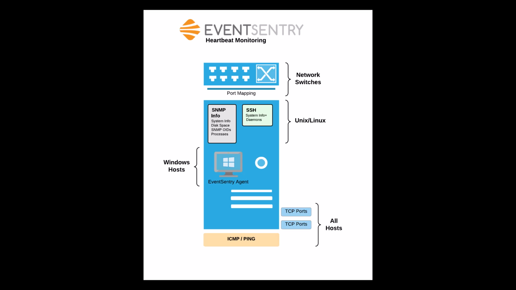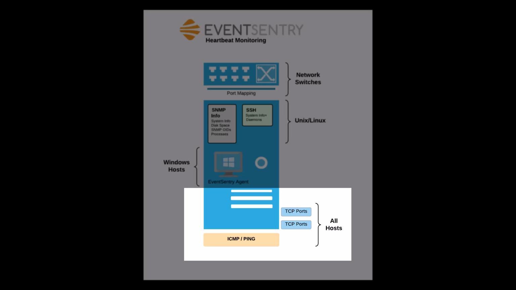In this training session, we're going to take a look at the capabilities of the EventSentry heartbeat monitor. Looking at this picture here, you can see that on the bottom of this picture, we have ICMP ping and TCP ports for all hosts. So no matter what device you have, a switch, a Windows host, a printer, we can obviously monitor the host with ping. So to see, is the host actually alive and well?